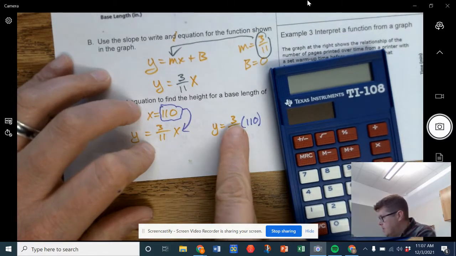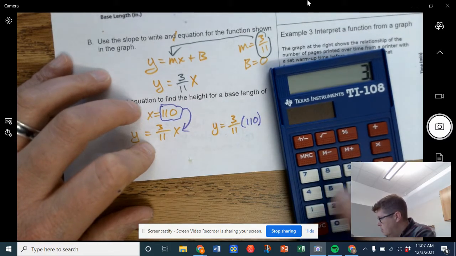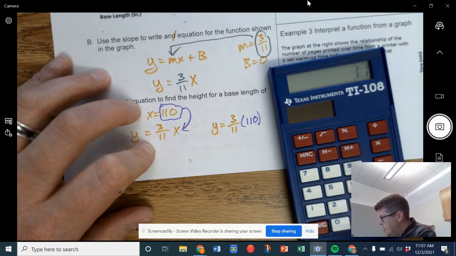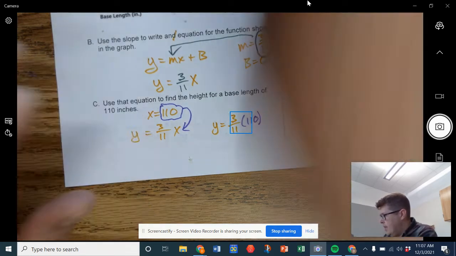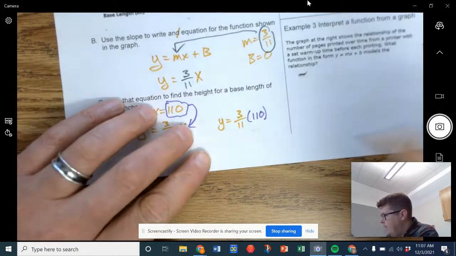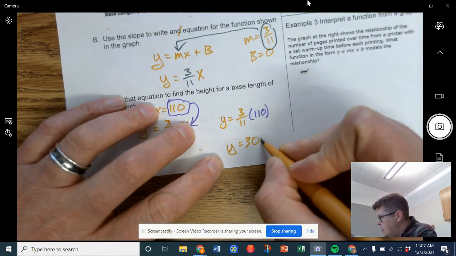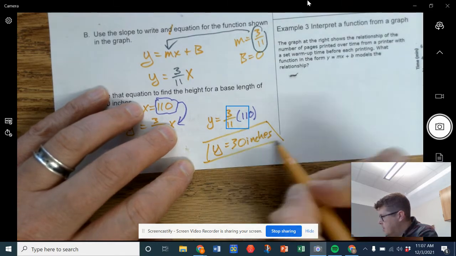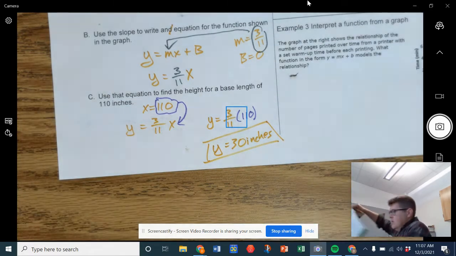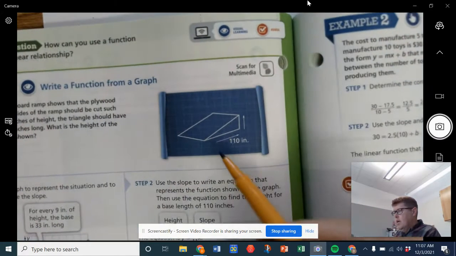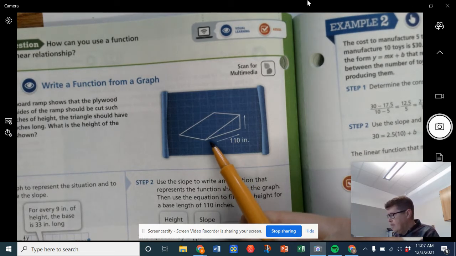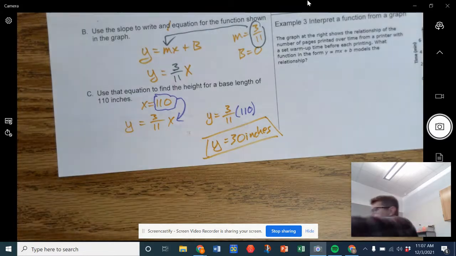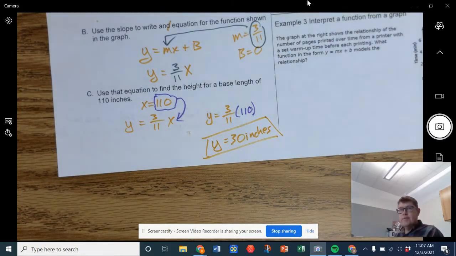A real easy way to do this is to just take 3 times 110. That gets you to 330, and you divide by 11 to get to 30. So that gives us a y value of 30 inches. So the idea here is that for a skate ramp with a length of 110 inches, the height of it is going to be that 30 inches that we just found.